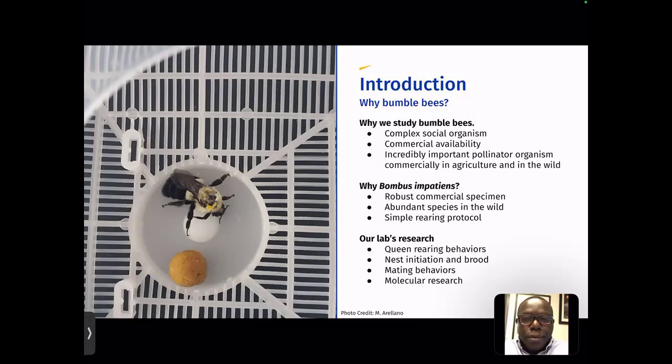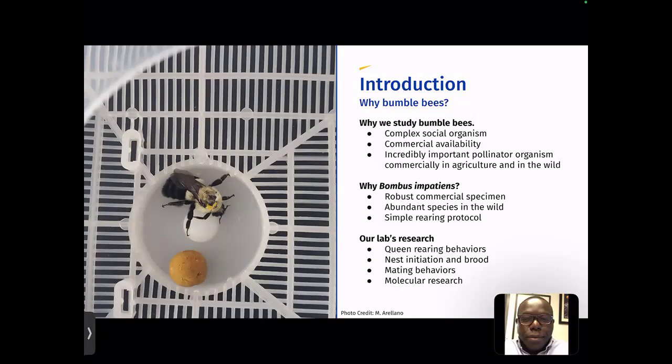We study them because they're very complex social organisms. They're very commercially available. They're incredibly important pollinators, both in agriculture and also in the wild. And for research, they're a very valuable specimen because they're easy to get and they're easy to care for. This particular species of bumblebee that I work with is called Bombus impatiens. It's actually from the East Coast, so it's not native. They're a very robust commercial specimen, which means that they readily start nests, they readily raise brood, and they are very easy to care for.